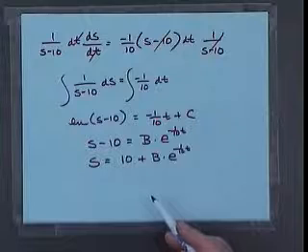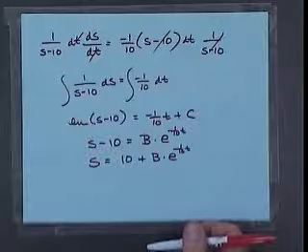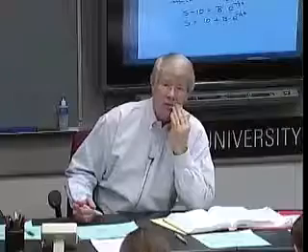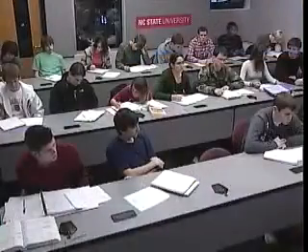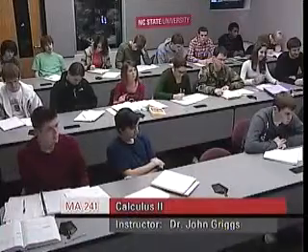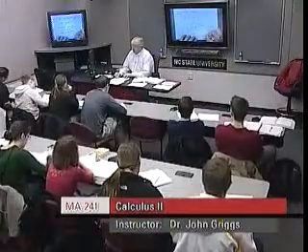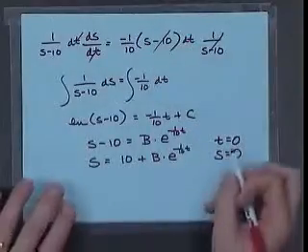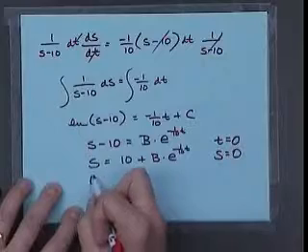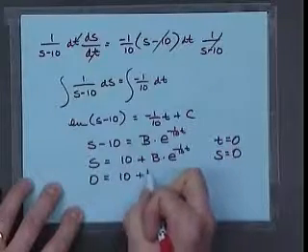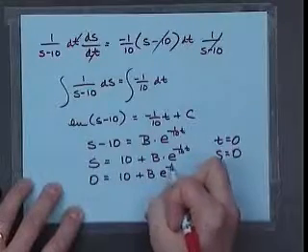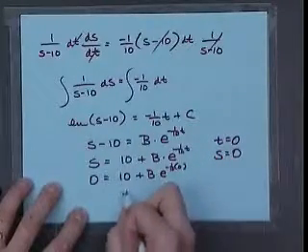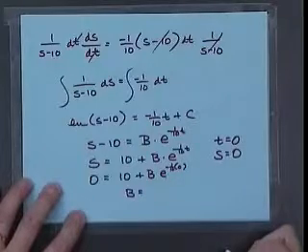Let's go back to the problem. A tank contains 100 liters of pure water. What does that tell us? Initial conditions. At time 0, what is S? 0. No salt at all in the tank. So there's e to the 0, which is 1, so that's just b. So b must be what? Negative 10?